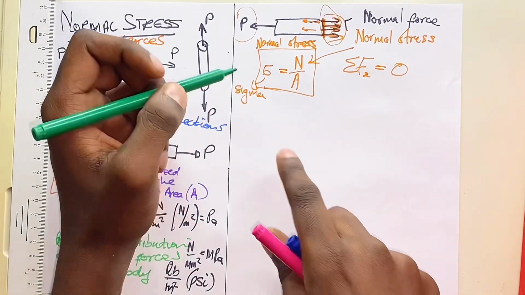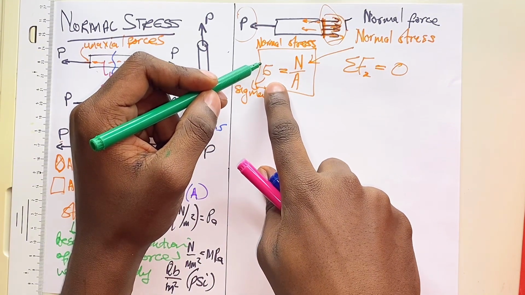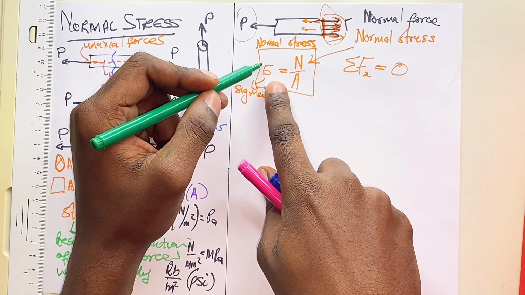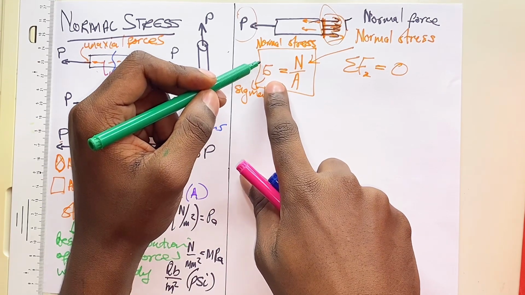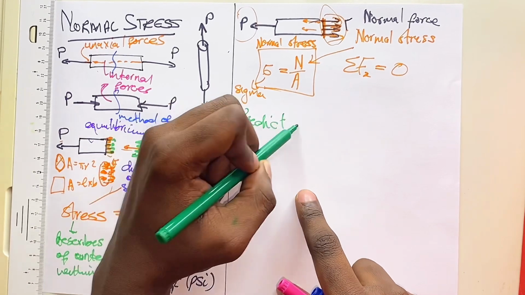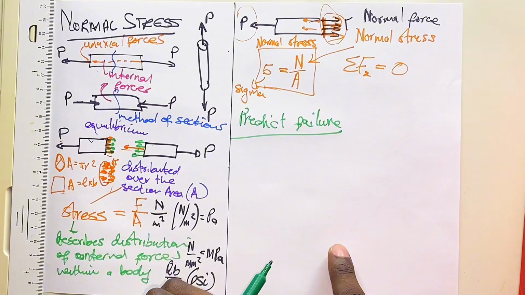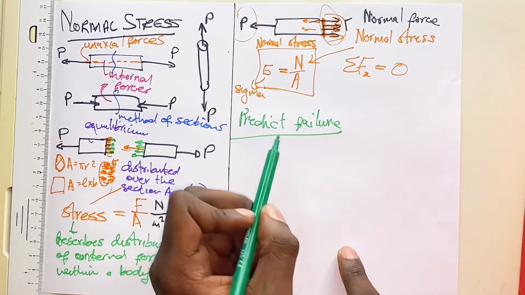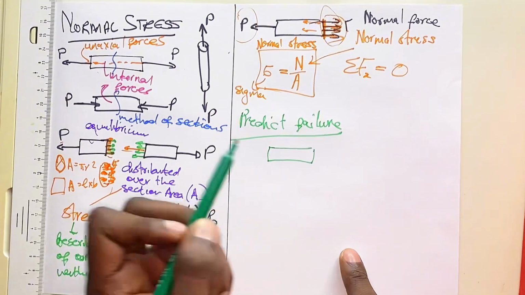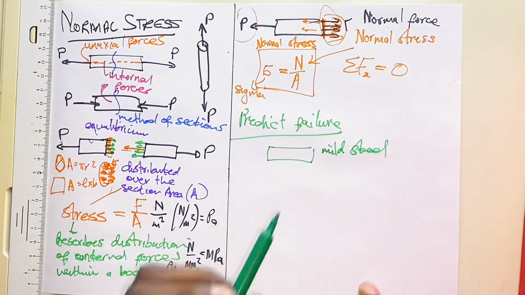Now, the good thing about normal stress is that it can tell us when a member is going to fail, so that we can design for that. It can help us predict failure. And how does it do that? Suppose you have a rod again, and this one is made of mild steel.